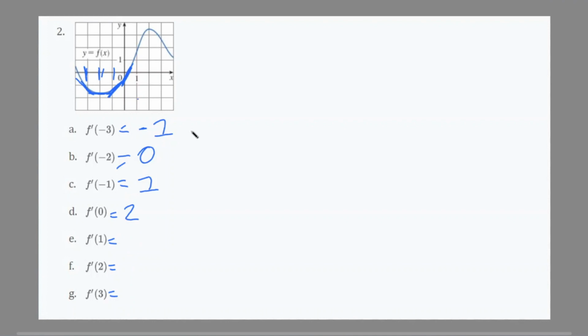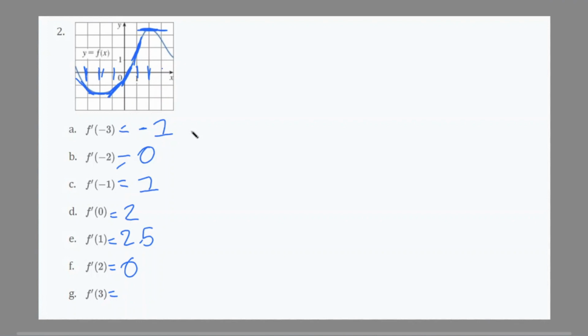And then f prime of 1, 1 is right here. If we draw a tangent line, we could see it's increasing a little bit more than f prime of 0, so we could estimate that as 2.5 or even 3. And f prime of 2, we could see that the graph just flatlines here. So if we draw a tangent line at x equals 2, we get a horizontal line, which implies that the slope at f prime of 2 is 0.